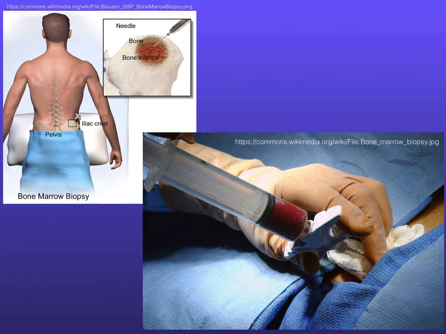So here's an image of a patient lying in prone position, and then also an image of what the bone marrow aspirate looks like. And it looks like that syringe is overfilled.